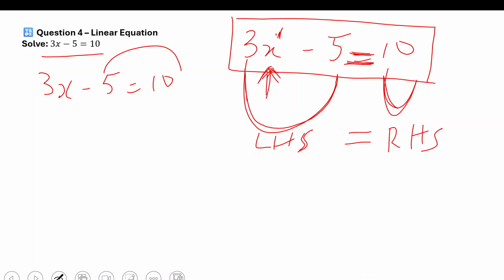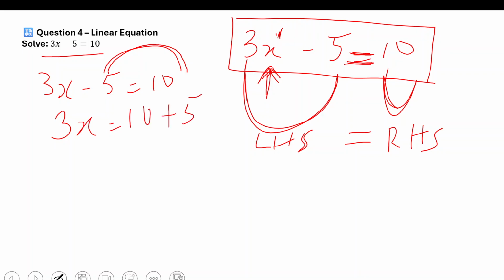So we are collecting like terms. Our goal is to take this number to the right hand side of the equation, to meet with its like term, which is 10. So I have 10 and minus 5, which are numbers without a variable attached to them. I'm taking minus 5 on the left hand side to join 10 on the right hand side. So when minus 5 crosses the equality sign, it becomes plus 5. So I have 3x is equal to 10 plus 5.